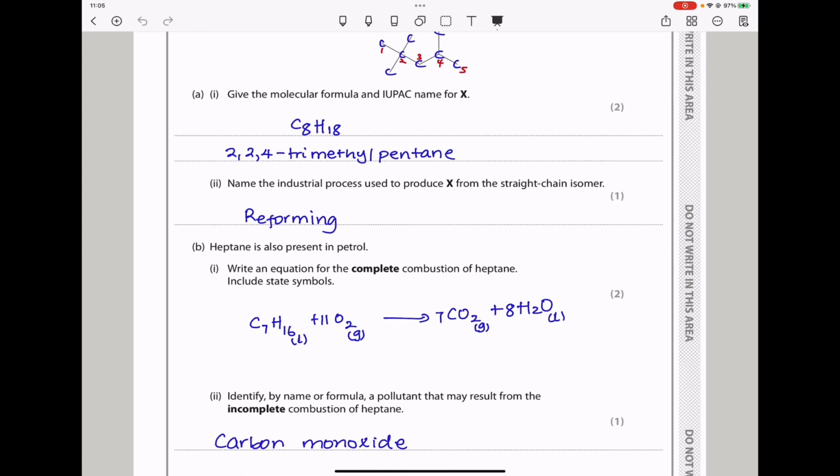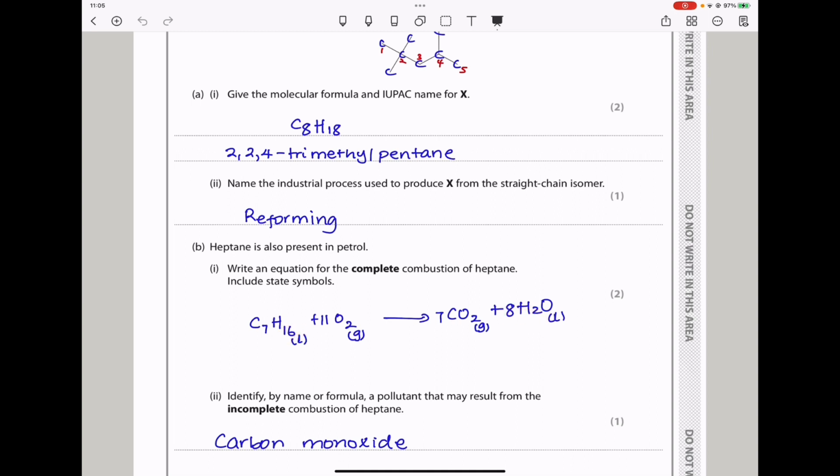In part B, heptane is also present in petrol. Write an equation for the complete combustion of heptane. Include state symbols. Heptane is C7H16. When it burns in oxygen, it produces carbon dioxide and water. When we are balancing a combustion reaction, we begin with carbons. Since there are 7 carbons here, put a 7 on carbon dioxide, and we see there are 16 hydrogens. Put an 8 to create 16 hydrogens.